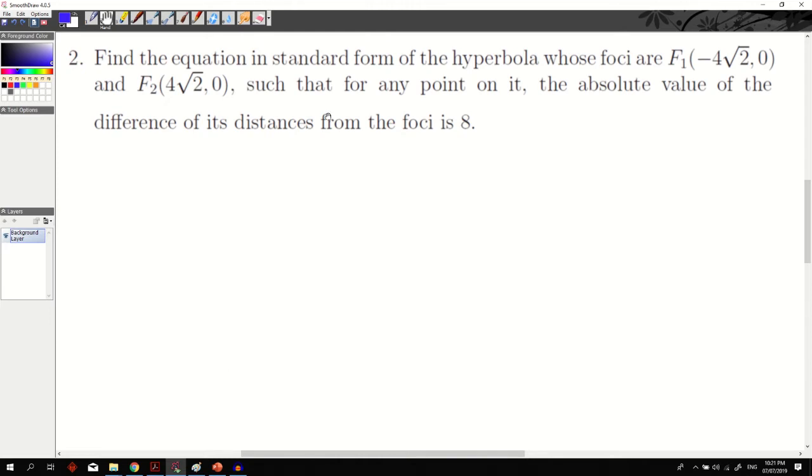In our second example, we have this: find the equation in standard form of the hyperbola whose foci are F1 negative 4 square root of 2, 0 and F2 equals 4 square root of 2, 0, such that for any point on it, the absolute value of the difference of the distances from the foci is 8.